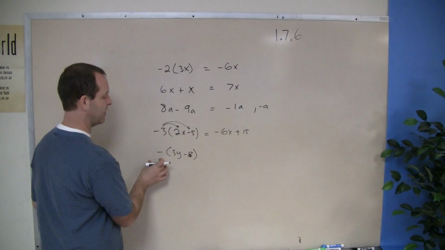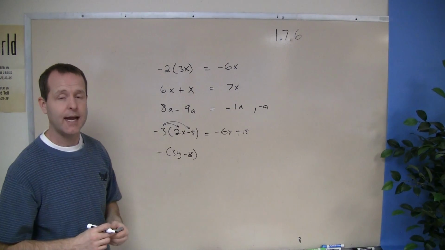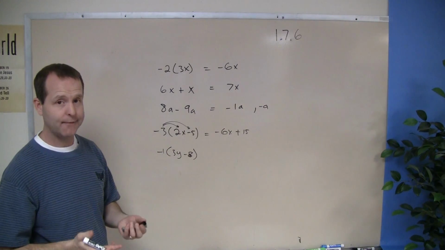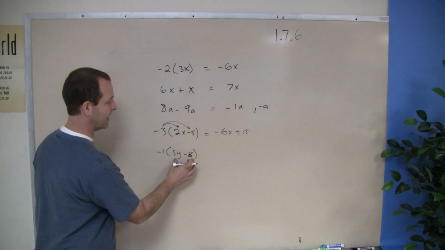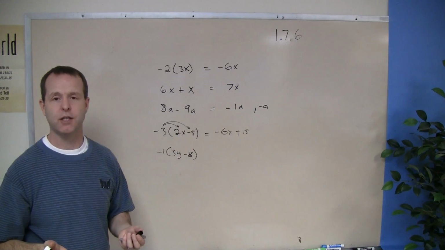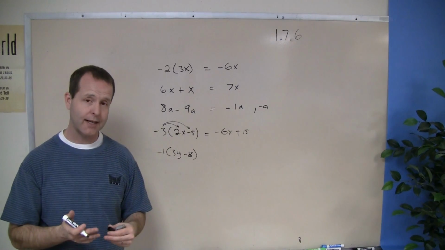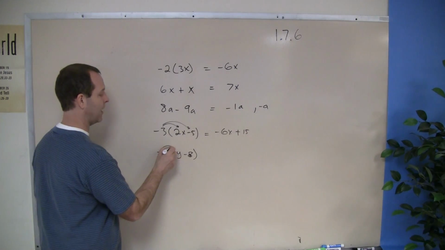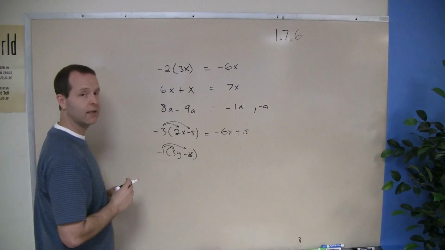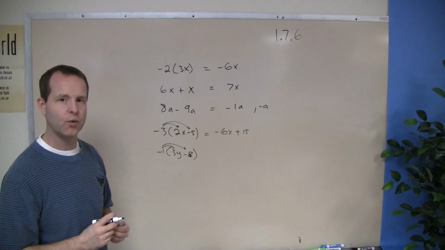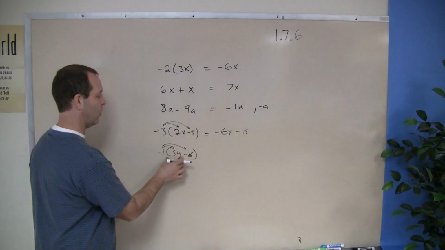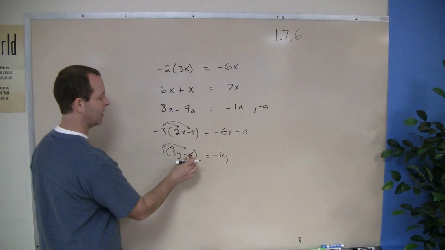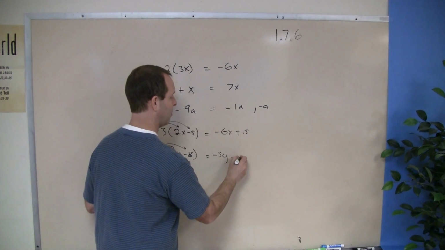And lastly, I have a negative times a 3y minus 8. Well, this negative is an implied negative 1. And because inside the parenthesis is a summation, two numbers being added or subtracted, I have to distribute that all the way through. So negative 1 times the 3y, and negative 1 times that negative 8. I know I didn't write that negative 8 well. So negative 1 times 3y gives me a negative 3y, and a negative 1 times a negative 8 equals a positive 8.